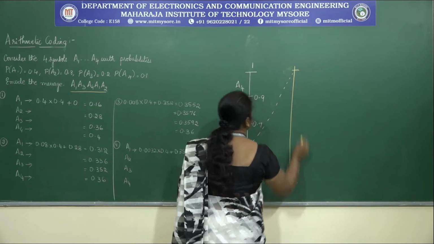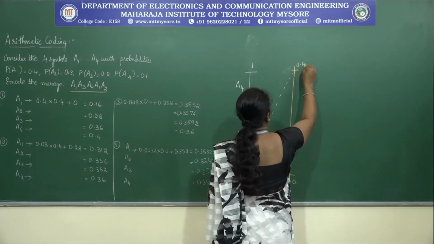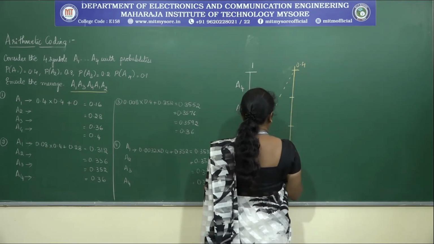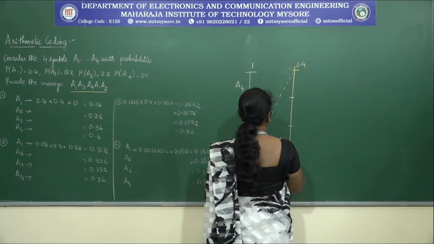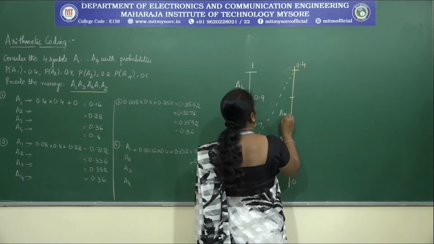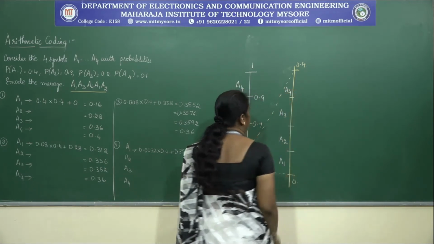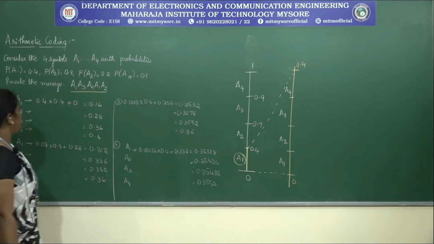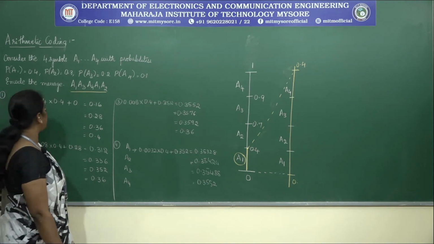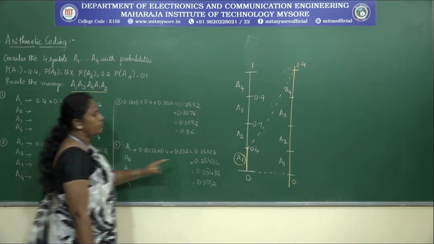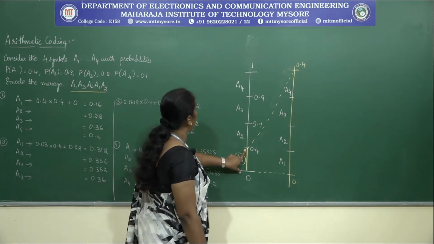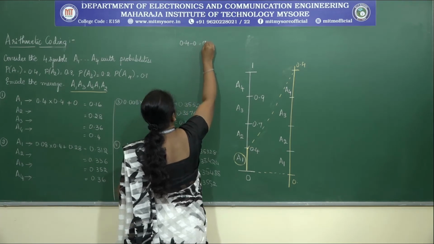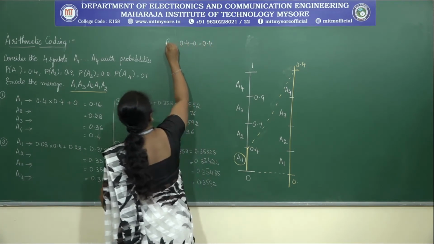So this is your 0 and this is your 0.4 corresponding to that. So we have A1, A2, A3 and A4. Now we need to calculate the ranges. First is A1. So now we need to find the range. The range is upper bound minus lower bound, so it is 0.4 minus 0, which is your first range.